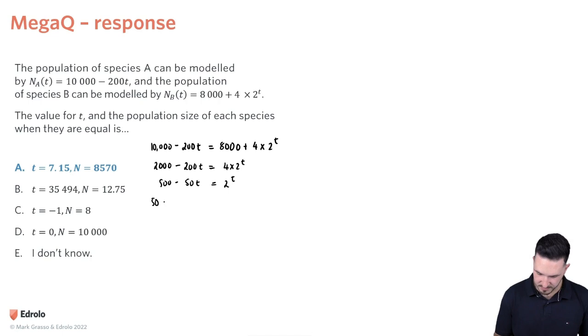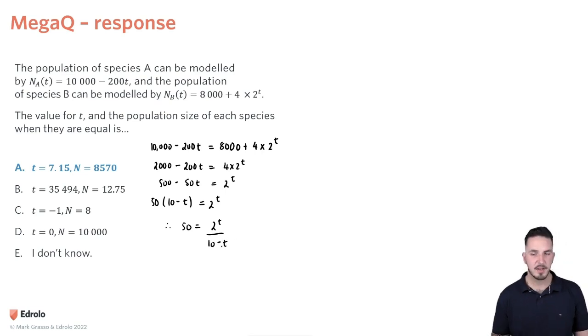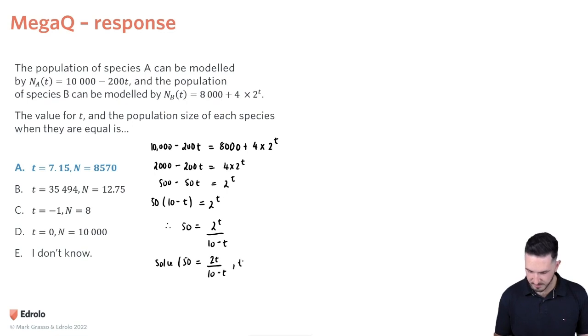Taking a common factor of 50, so we're left with 10 minus t is equal to 2 to the power of t. So therefore, 50 is equal to 2 to the power of t on 10 minus t. And now we can put this into our CAS to solve. So we can go solve 50 equals 2 to the t on 10 minus t, t. So just write out what you're going to put into our CAS.